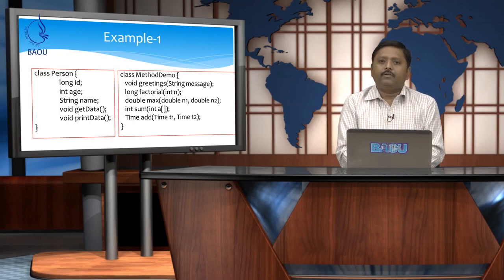So, we are going to write down three classes. One class is a person class, another class is a time class and the last class is a method demo, and inside method demo we will define all these methods. And we have one more class which is used to test all these classes. So, we write down four classes: person class, time class, method demo class and test class. So, let us start writing these programs inside NetBeans.